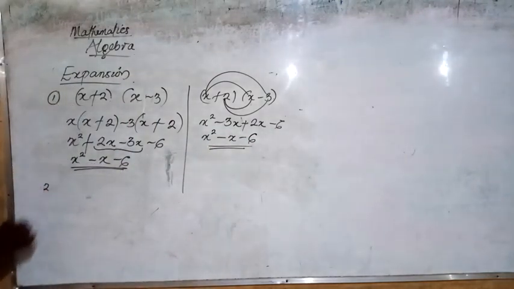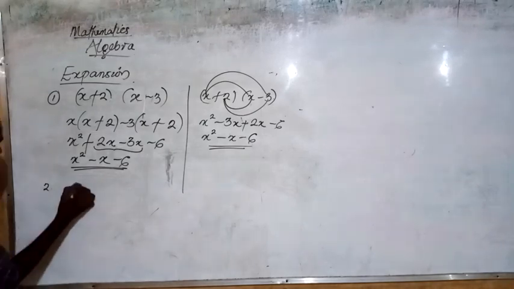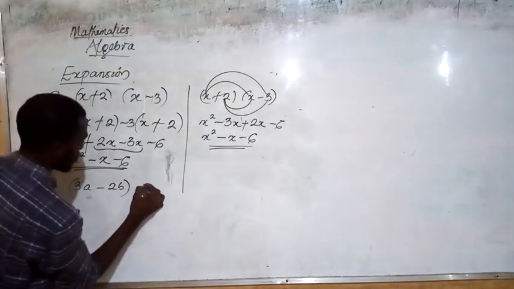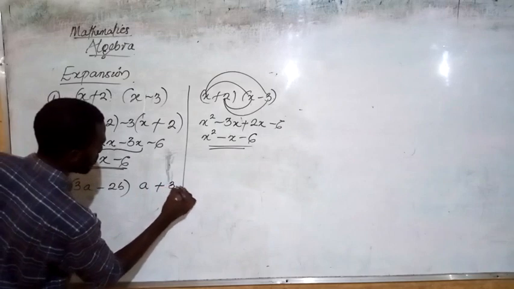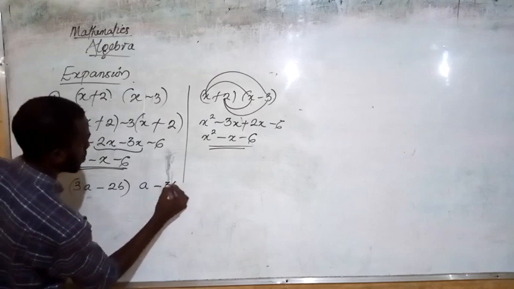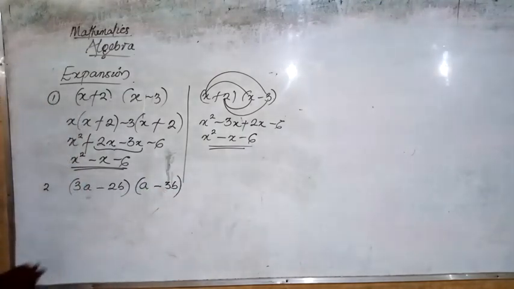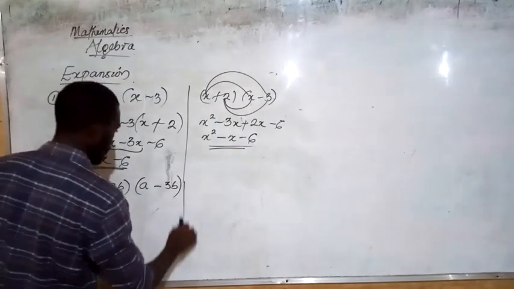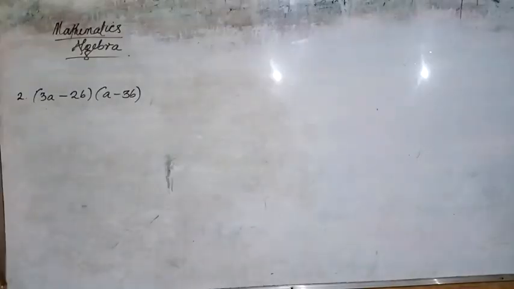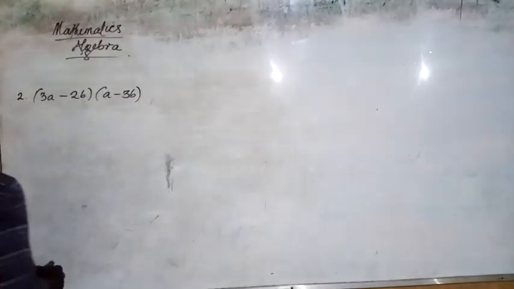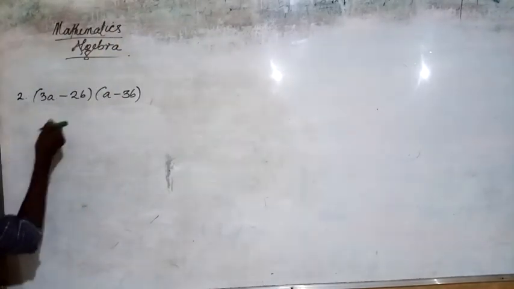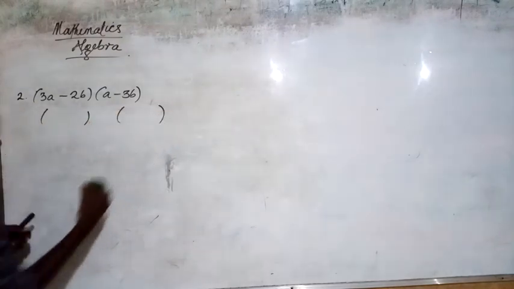Alright, let's solve one more question. So for example, I have 3a minus 2b, close bracket, a minus 3b. Now for this example, we're going to use both methods still. Using the first method, I said we're going to open two undefined brackets. We are going to solve number 2, which says 3a minus 2b, open brackets, a minus 3b. Using this first method, we're going to open two undefined brackets as well.